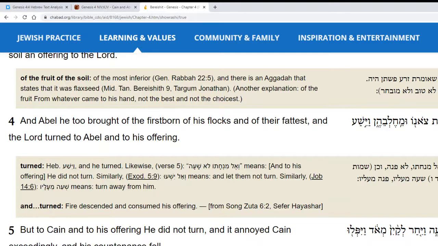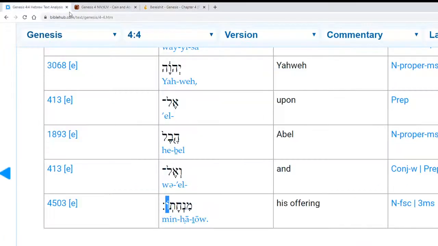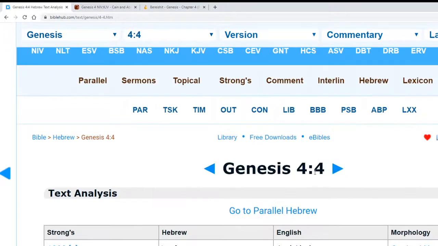And so he's saying the reason why this somewhat rare verb is used here is actually because Esh, fire, came to consume it from the heavens. Fire descended and consumed his offering. And that's from apparently the Shir Zuta and Sefer HaYashar. Okay, so very different translation there.